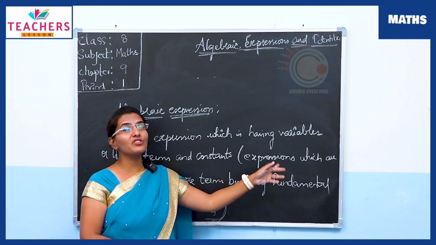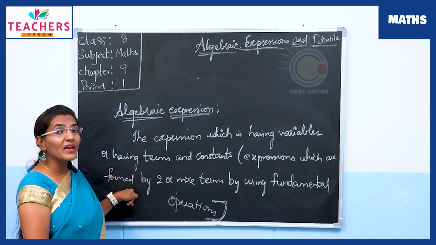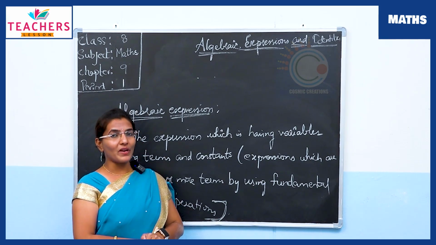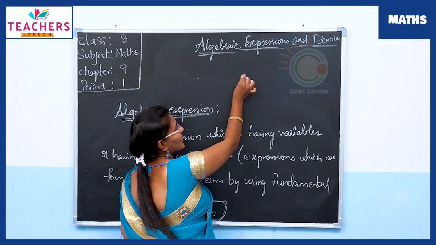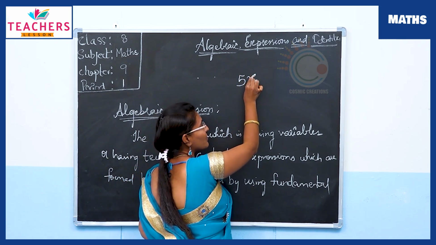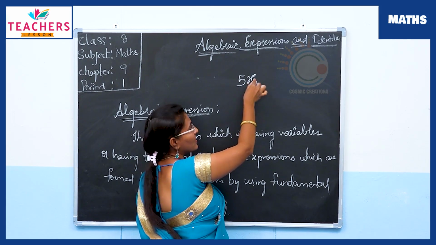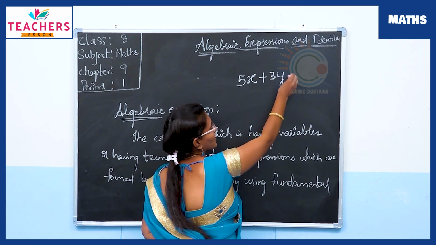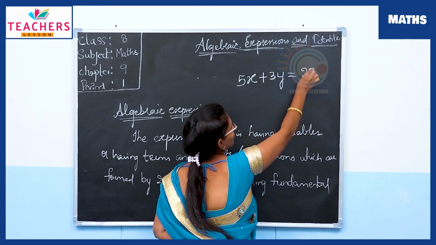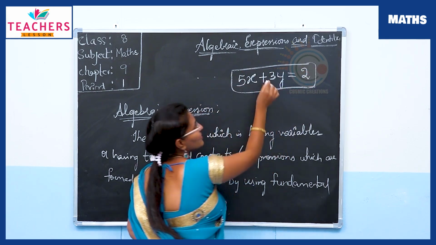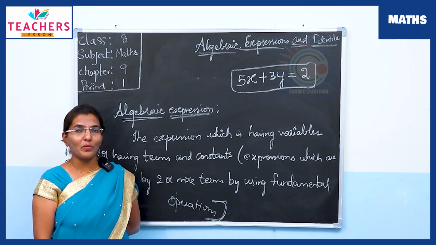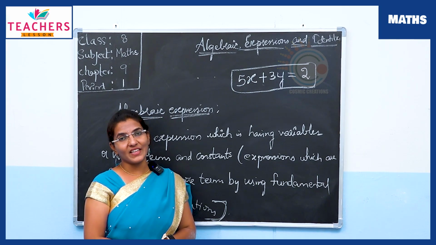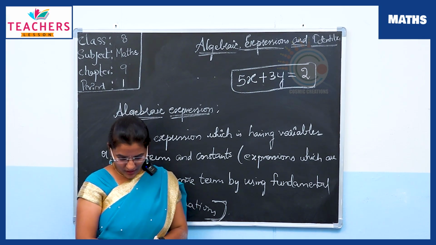Also, it can be said that expressions are formed by two or more terms by using what? The fundamental operations. So can you say what is a variable? An expression which is formed by using the variables, constants or the terms, both, by using the fundamental operations, isn't it? So can I say 5x plus 3y equals 2 is an expression? Yes, it is an algebraic expression, okay?